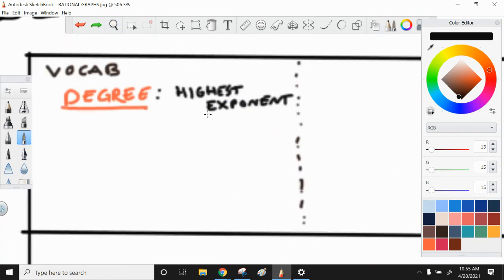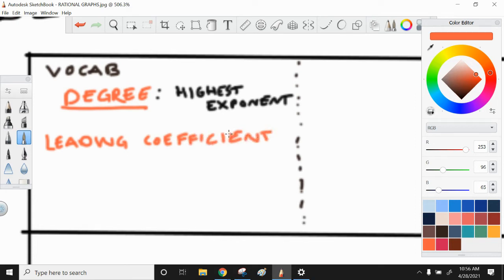And the other one that we need to figure out, unfortunately, is a long word itself, okay? And that is the leading coefficient. Again, possible that you've heard of these before, and you've already kind of understood what these are. The leading coefficient. It's kind of like an O.